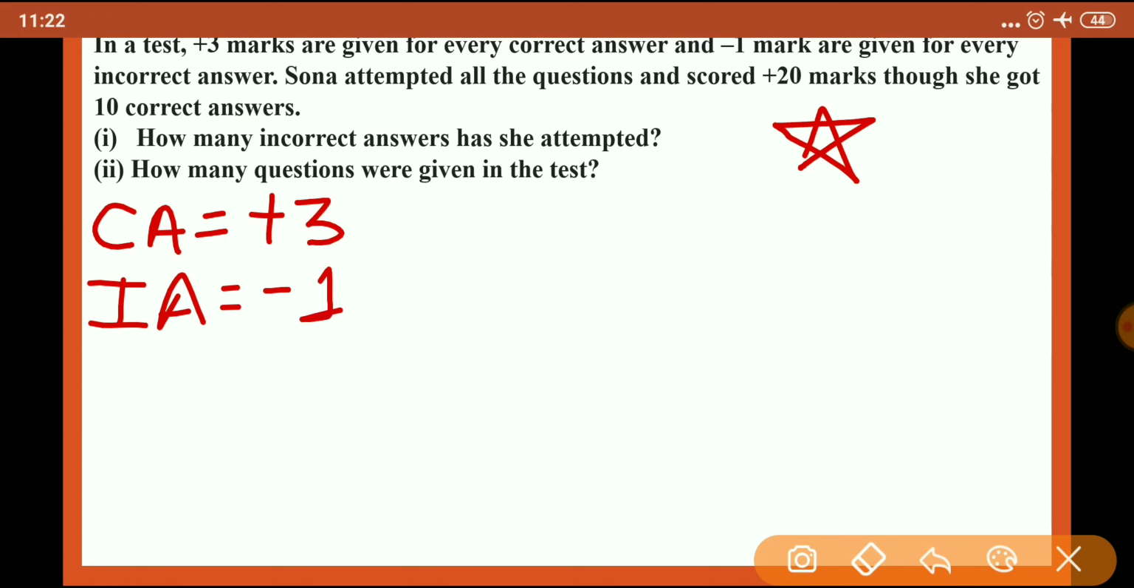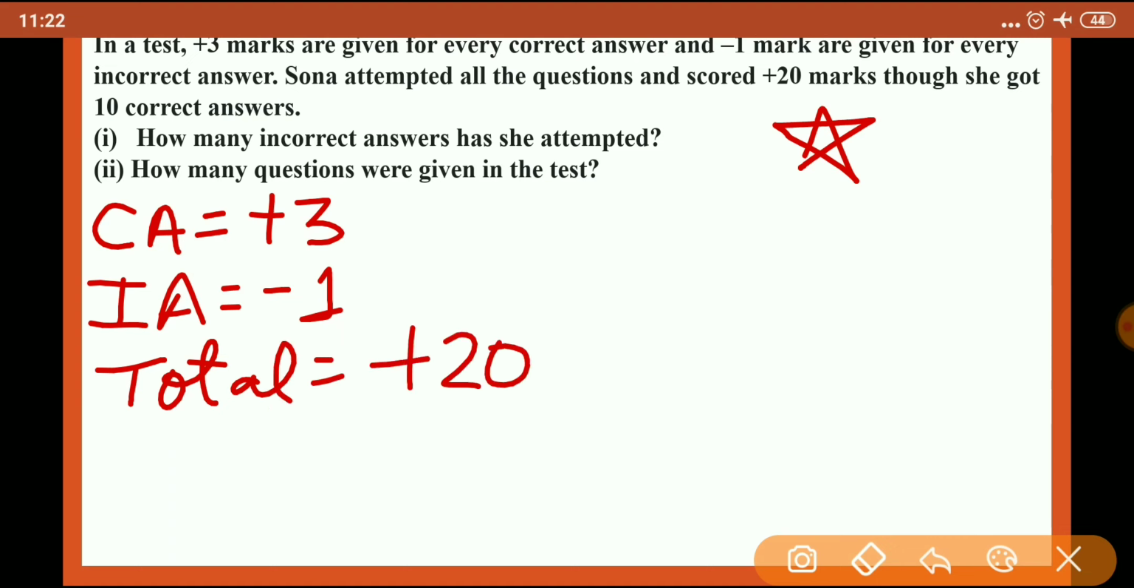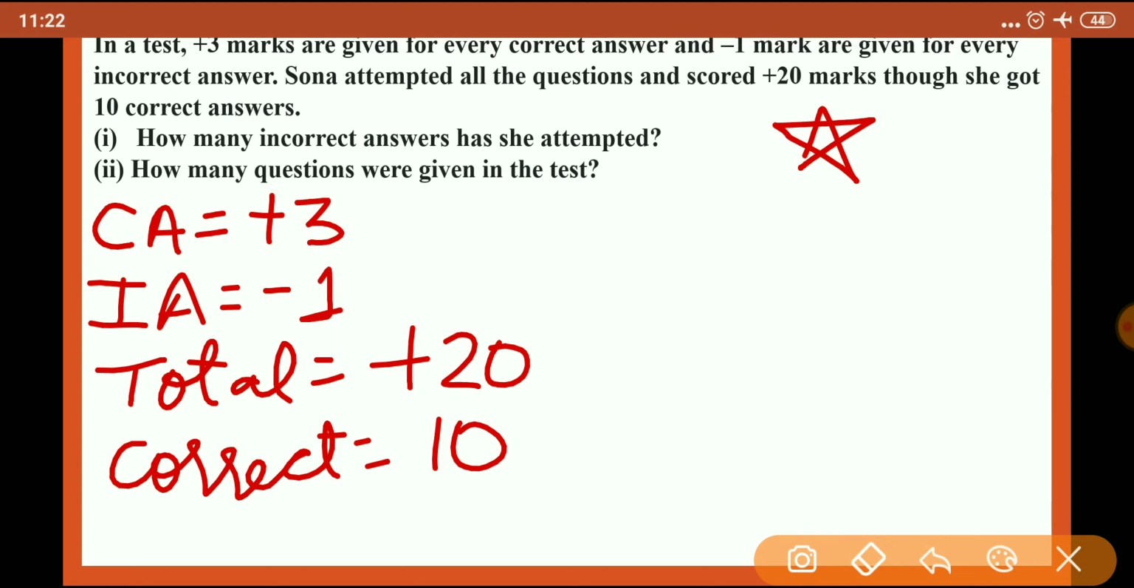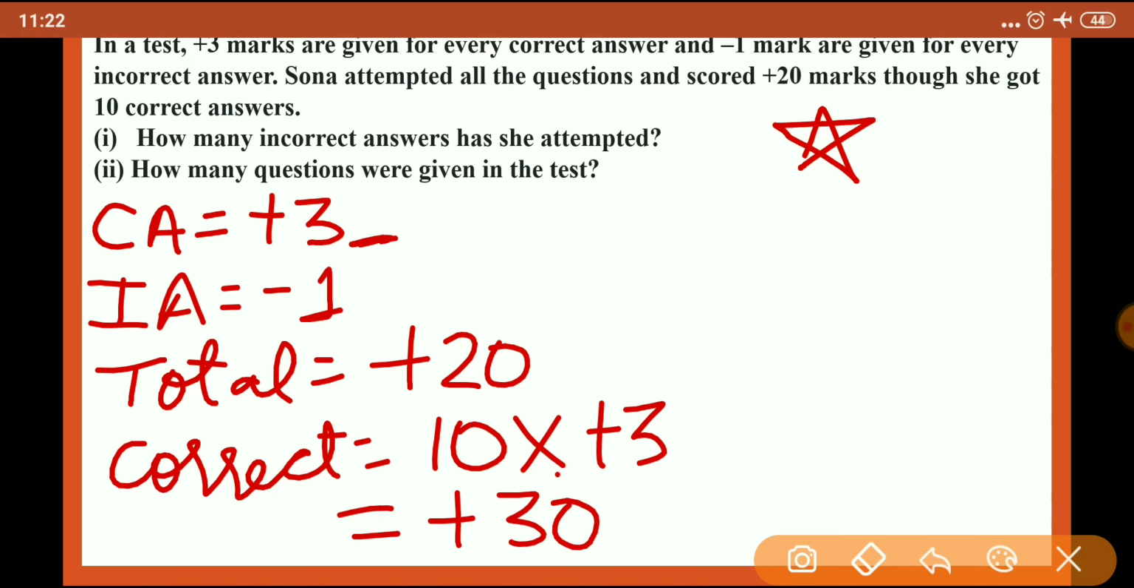Clear? Now Sona attempted all the questions. It means she has attempted all the questions but her total score is plus 20 marks and she got 10 correct. It means the correct answers are 10 and she will get plus 3 for 1 only. So you will multiply it by plus 3. So you will get plus 30. It means if she has done 10 correct answers, her score should be plus 30. But her score is plus 20.